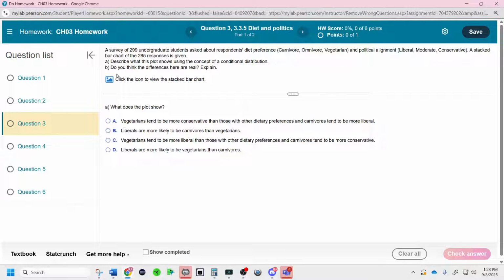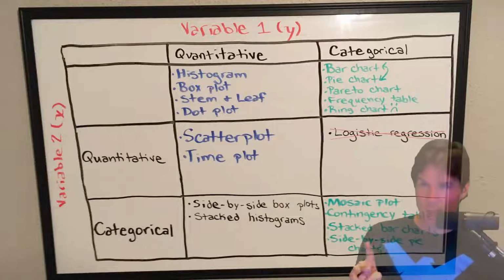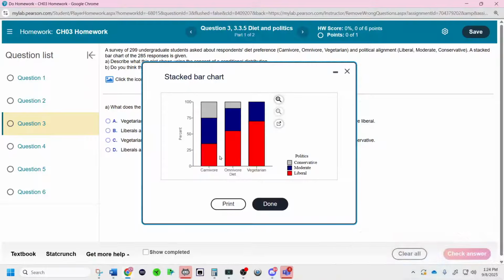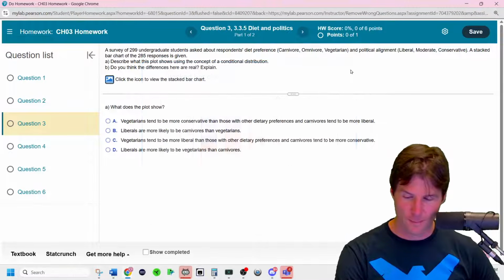So when you look at these differences right here, this is a stacked bar chart. Stacked bar charts are a display of 2 categorical variables. What is somebody's diet and what is their political views? Vegetarians tend to be more liberal. Carnivores tend to be more conservative, or that's where you see conservatives start to take a larger portion. It is more evenly split according to this data. Once again, kind of made-up-ish data, probably. I hate made-up data. We need real data.